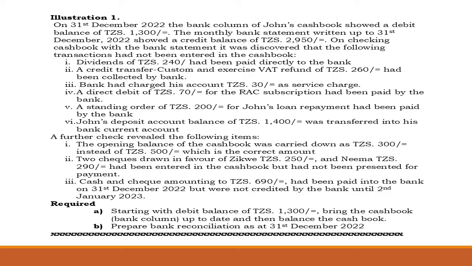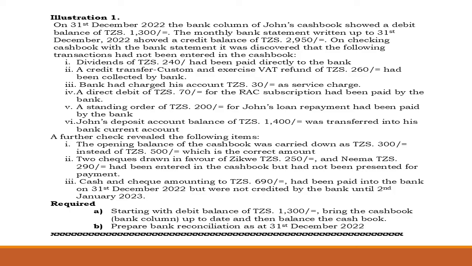Number 4, a direct debit of 70 for the club subscription had been paid by the bank. So there is a direct debit of 70 that has never been entered in the cash book. Number 5 is a standing order of Tanzania shillings 200 for John's loan repayment, which had been paid by the bank, but this transaction has never been reflected in the cash book. So these are the ones that make the difference exist.